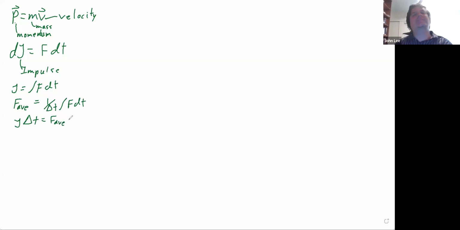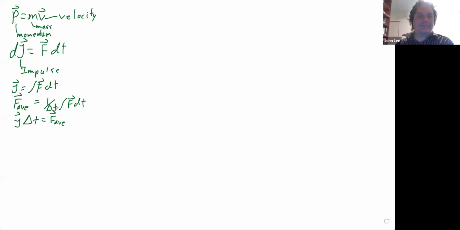J and F are both vector quantities, of course. This is a pretty useful result, as it tells us that we don't need to know the force going on at all given times. We only need to know the average force in order to calculate the impulse.